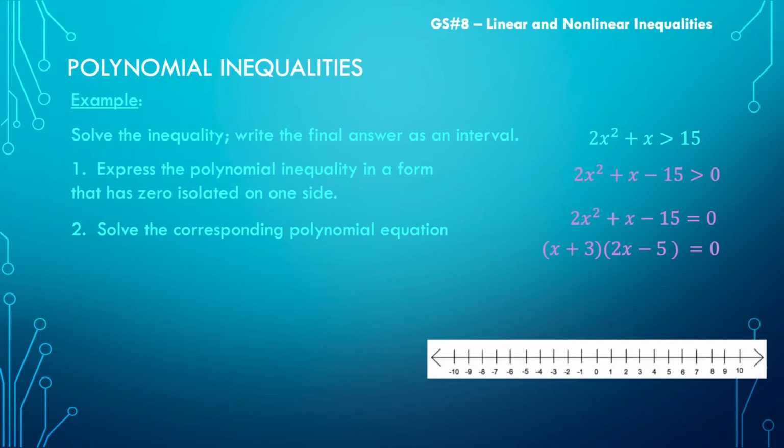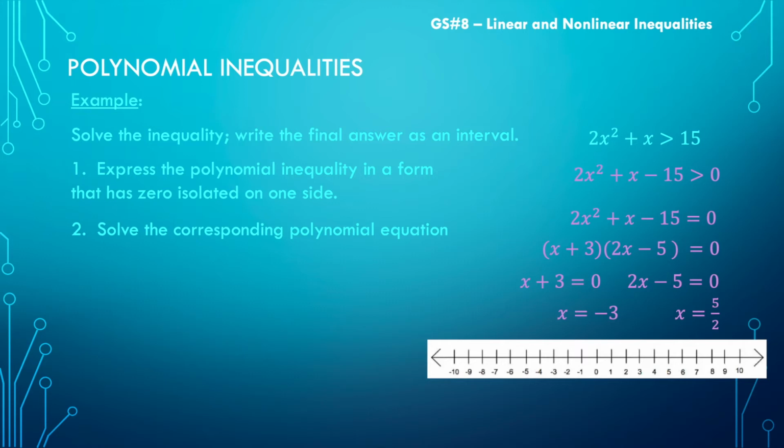Now remember, the whole reason why we set it equal to 0 is to use that zero product property. We want to set each of those factors equal to 0 and solve for x. So we'll say x plus 3 is equal to 0 and 2x minus 5 is equal to 0. And then we will go ahead and solve. And we can solve x to be equal to -3, and another solution is x is equal to 5/2.